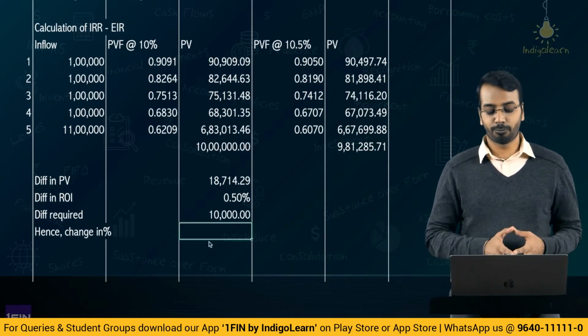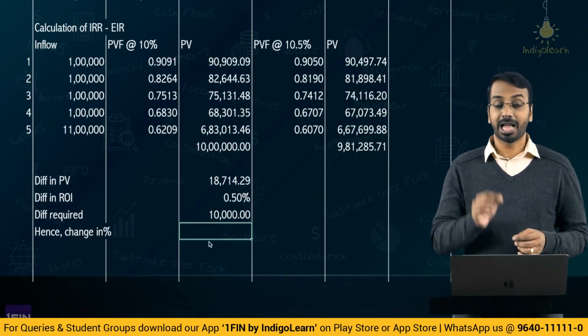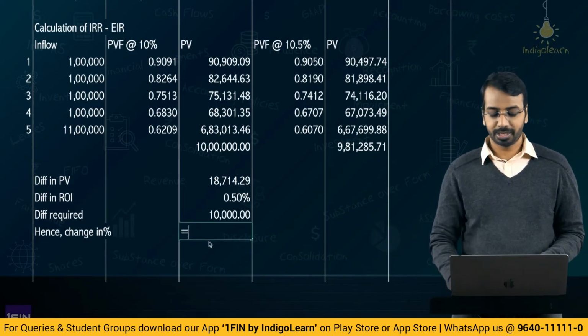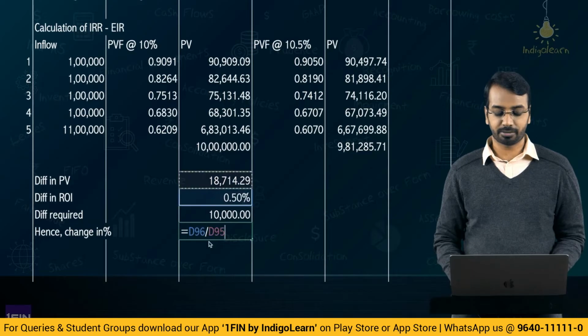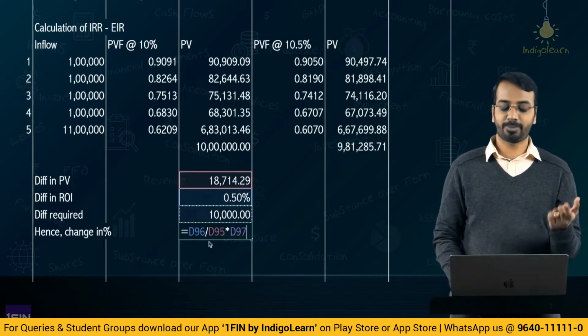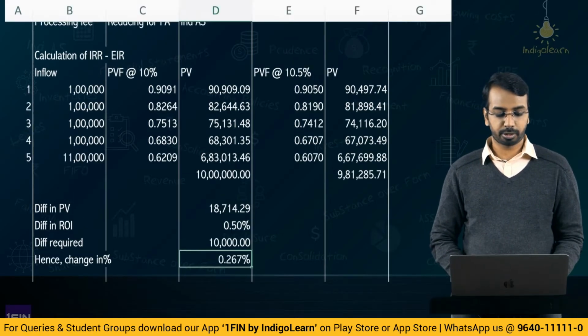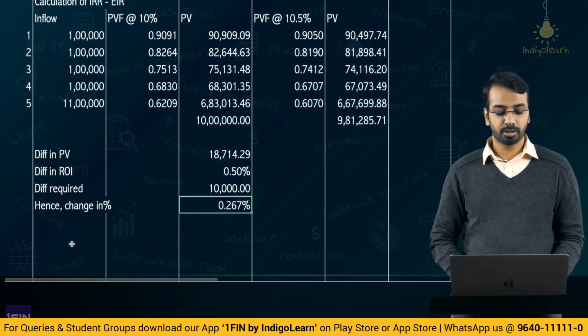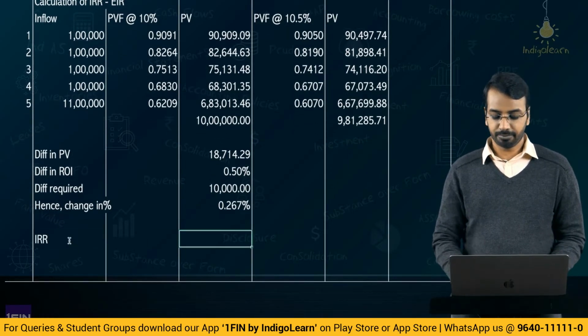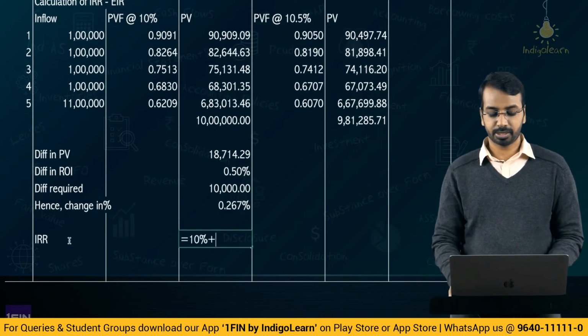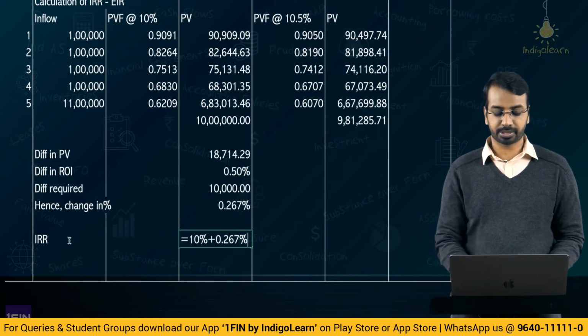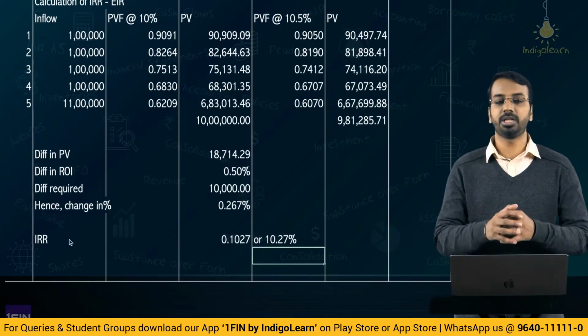Hence change in percentage should be how much? For 18,714, the percentage change is 0.5. How much is the change for 1 rupee? It is 0.5 divided by 18,714, and for 10,000 you multiply it by 10,000, you get 0.267%. So the IRR should be 10% plus 0.267%, that is 10.27%. That should be the IRR.